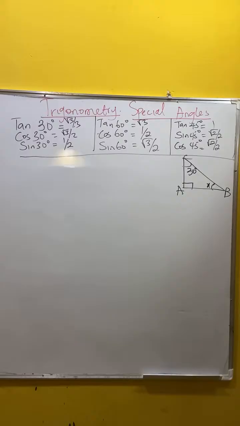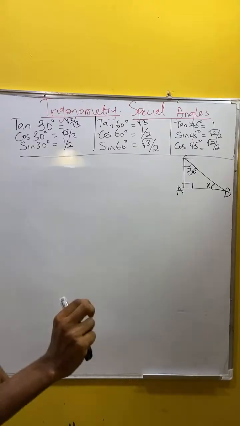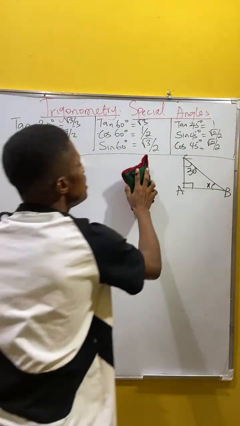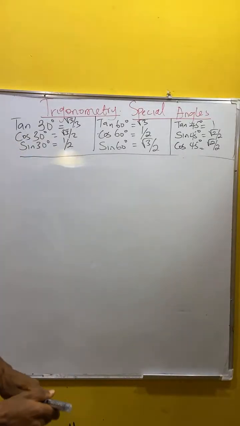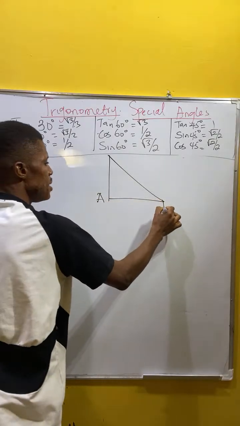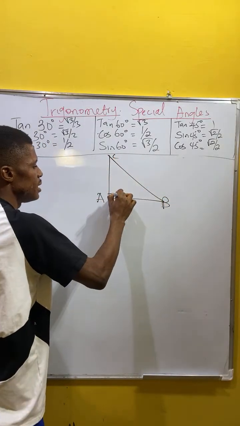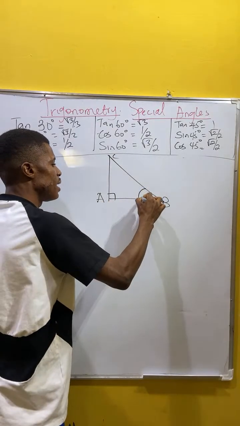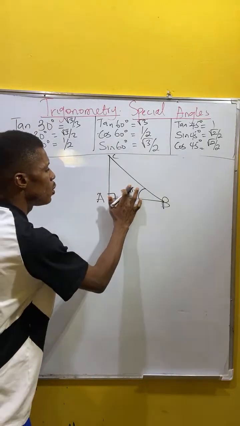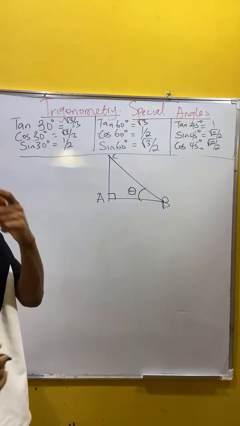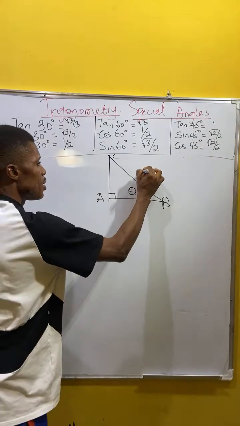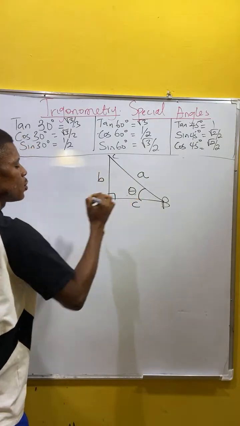These are the special angles that we have. On this, let's try to find the missing side of a triangle. Let's say I have this triangle ABC, right angled here, and I have the angle to be 30 degrees here. Let's call this theta. First of all, we have to know the ratios. Here is theta, here is small a, here is small b, and here is small c.